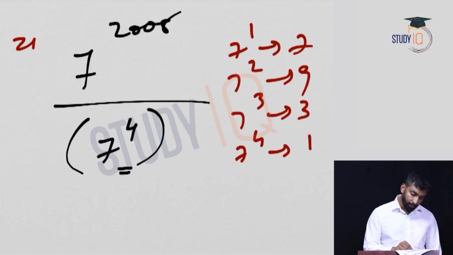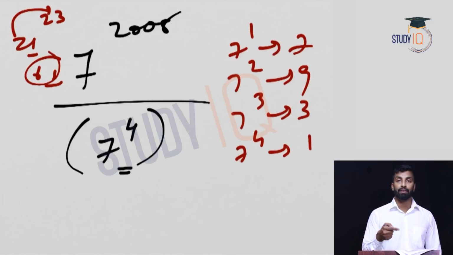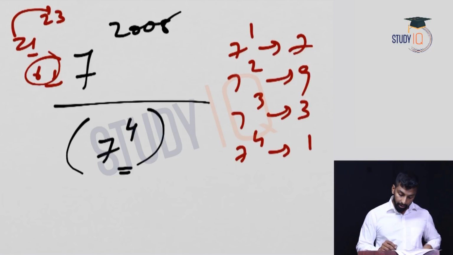If it is 21 raised to 23, number ending in 1, right? So last digit will be 1, previous will be 2 into 3, 6, right? I know the method of finding a number ending in 1. So what I am doing is I am converting number ending in 7 to a number ending in 1. Now how am I going to do it?